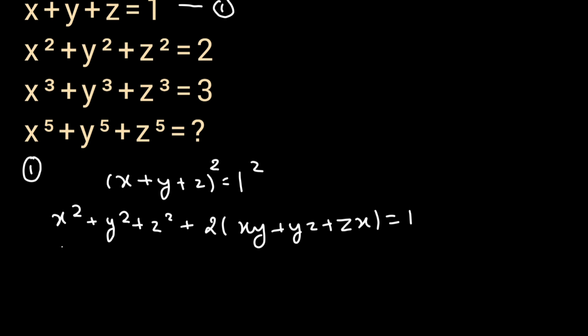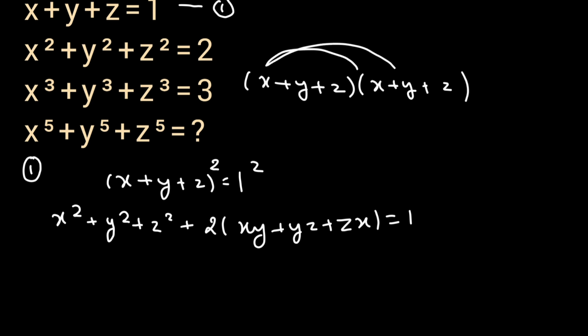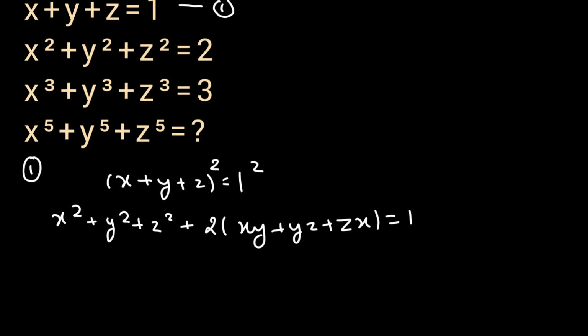Now you might be wondering how x plus y plus z the complete square was opened in this way. It's actually very simple. Here it is x plus y plus z the complete square, so it means x plus y plus z multiplied with x plus y plus z, and you can simply open these brackets and you will reach the same final thing, x square plus y square plus z square plus 2 times xy plus yz plus zx.